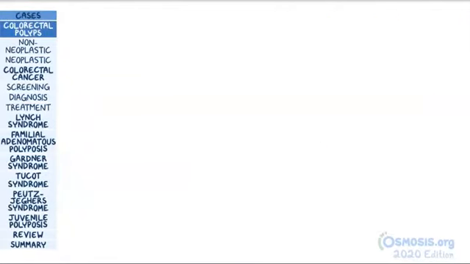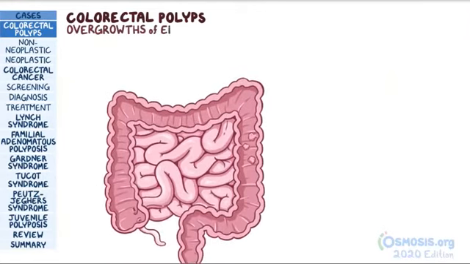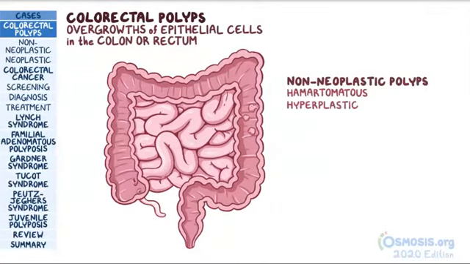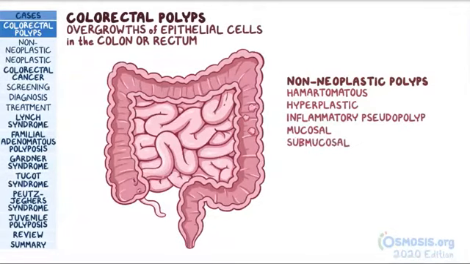Now, both people have some form of colorectal polyps or cancer. But first, let's start with colorectal polyps, which are overgrowths of epithelial cells in the colon or rectum. They're subdivided into non-neoplastic polyps, like hamartomatous polyps, hyperplastic polyps, inflammatory pseudopolyps, mucosal and submucosal polyps, as well as neoplastic polyps, which include adenomatous and serrated polyps.